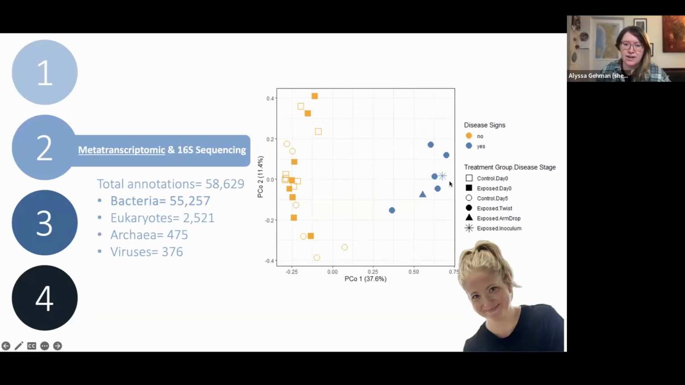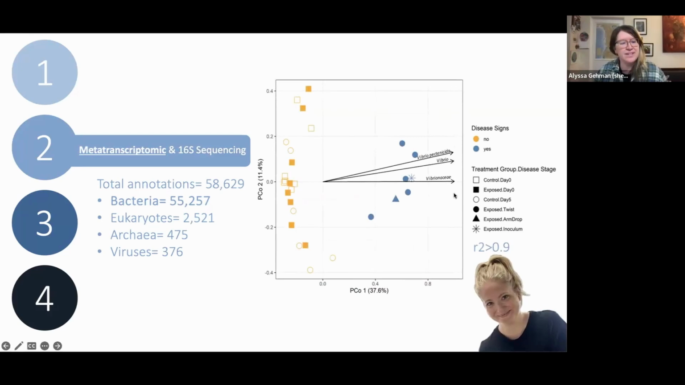And then this little star is actually that inoculum that we used to put into them. So that's what we injected in. And so what you can see is that there's a big difference, right? The blue is far away from the orange. And so the next question is, what's driving this difference? Because this isn't giving us anything specific. And this is when we were actually quite surprised.